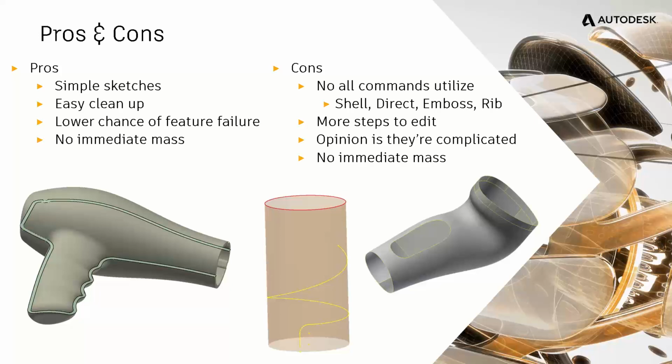There's no immediate mass. That could also be a con. It's a pro and a con depending on the situation. Not having mass of a component can be an issue if you're trying to create a cradle of something and you want to see how it's going to balance in there. Well, you're probably going to need that mass to factor into that. Surfaces do have a center of gravity, so that can help with that, even though there's no mass. But with the surface commands, a lot of times you can convert that surface model into a solid in order to get that mass buildup.